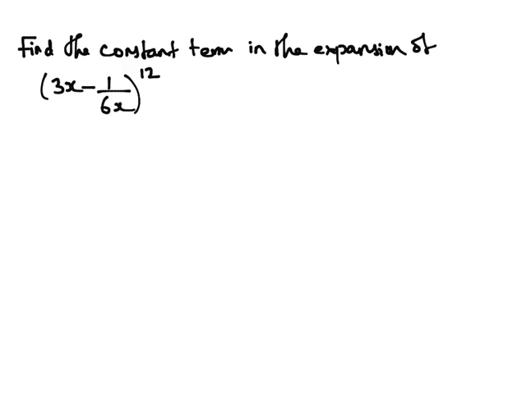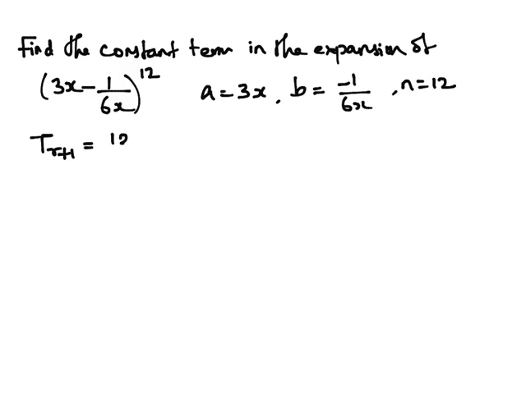Find the constant term in the expansion of 3x minus 1 by 6x raised to 12. So here a is 3x, b is minus 1 by 6x, and n is 12. Okay, so same way I'll do it like I did the previous problem. So I'll write T(r+1). So T(r+1) equal to 12Cr, 3x raised to 12 minus r multiplied with minus 1 by 6x whole raised to r.